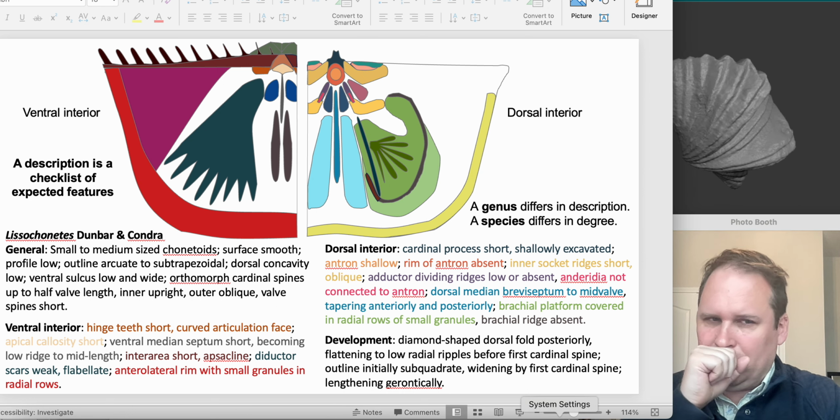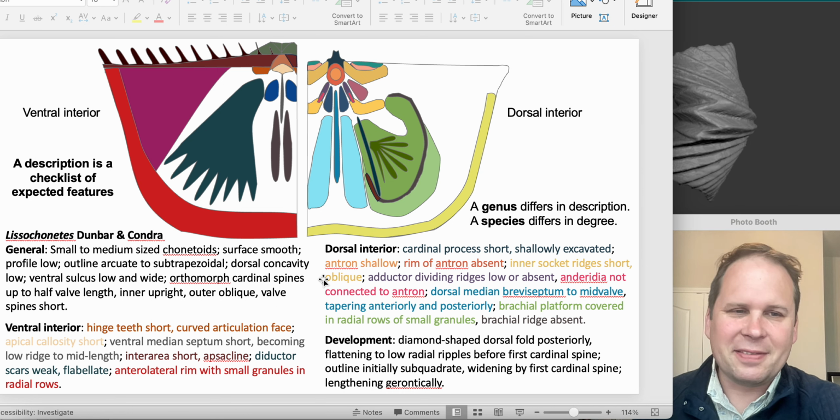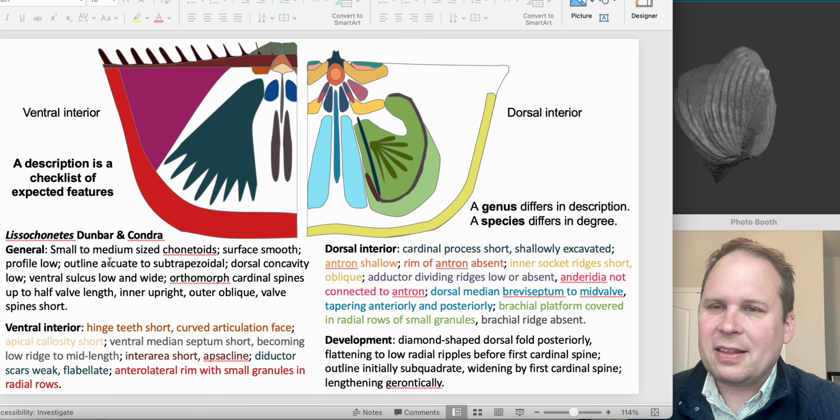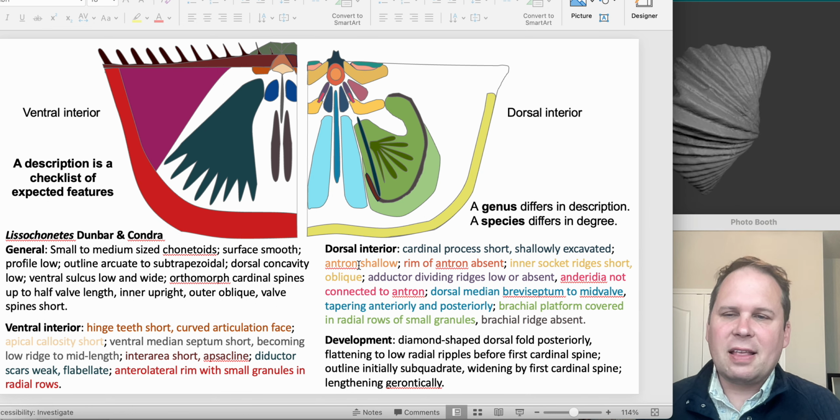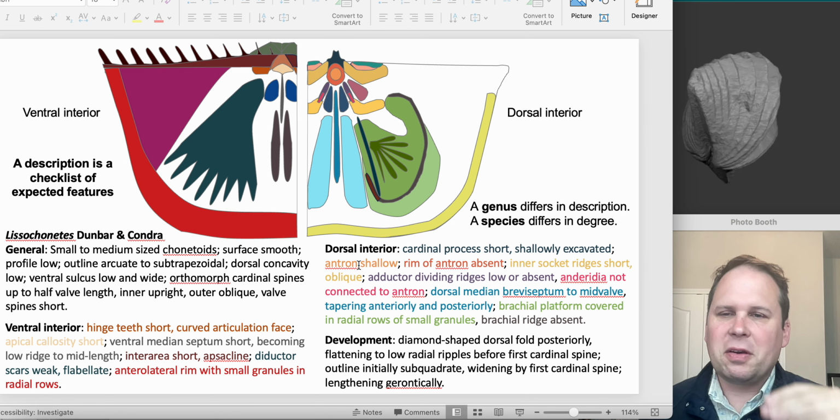So that's going to help us there. Yeah, sorry about that. All right, Lysoconites, let's go. We're going to go from posterior to anterior. We're going to start with the outside. That's going to be the general. And then we're going to go with the interiors of both valves.